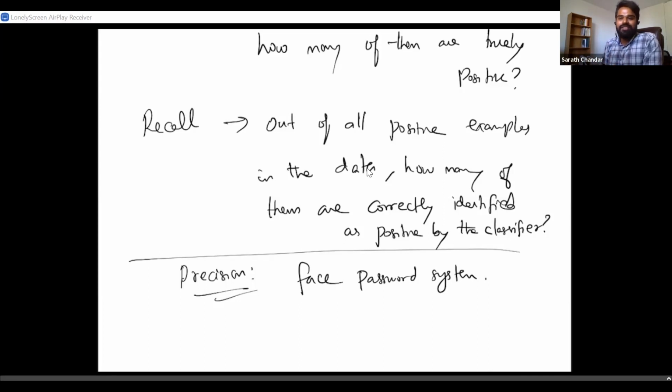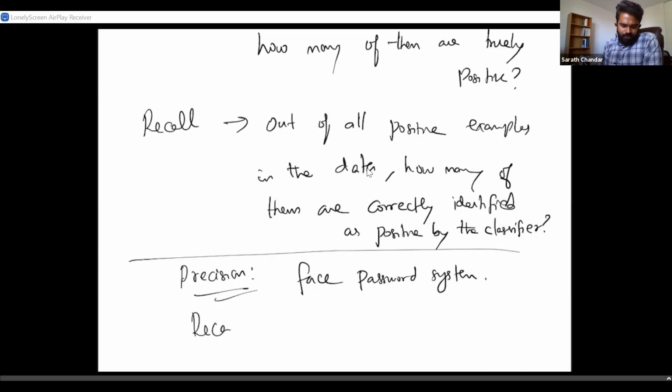Let's say the model says, oh, you are not Sarath, so I'm not going to open. It is okay. In that case, I could actually use my PIN password, or number password, to enter, right? So in this case, we don't care about the recall. We care more about being precise. We don't want one wrong person to enter my phone because of a mistake that the face password system is making.